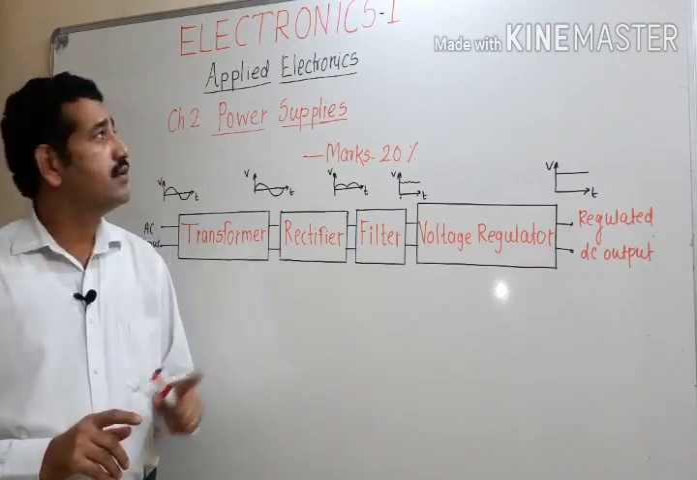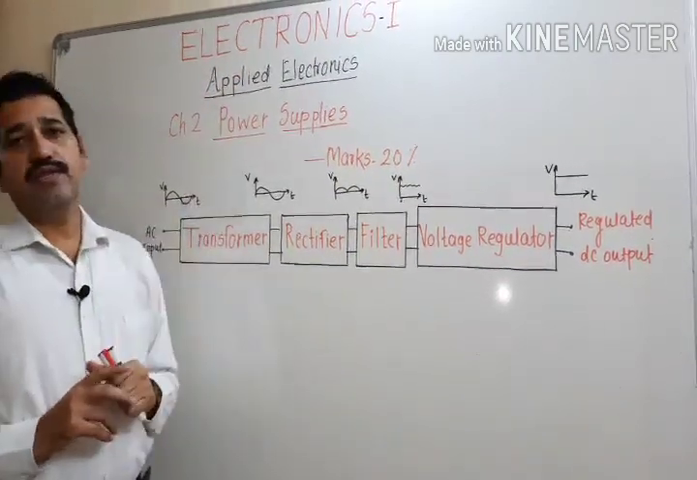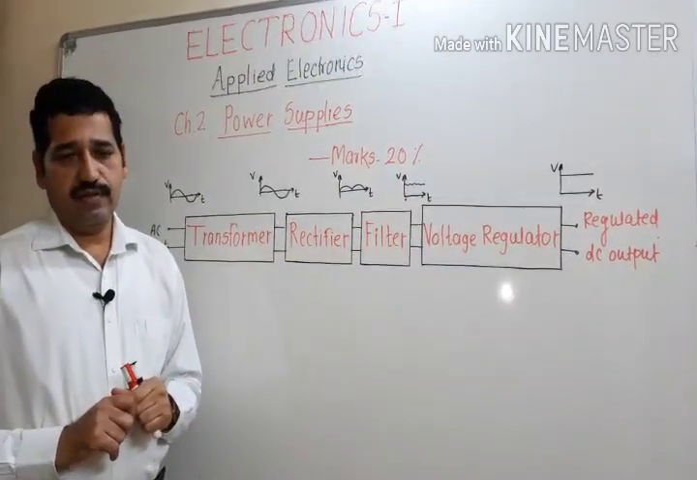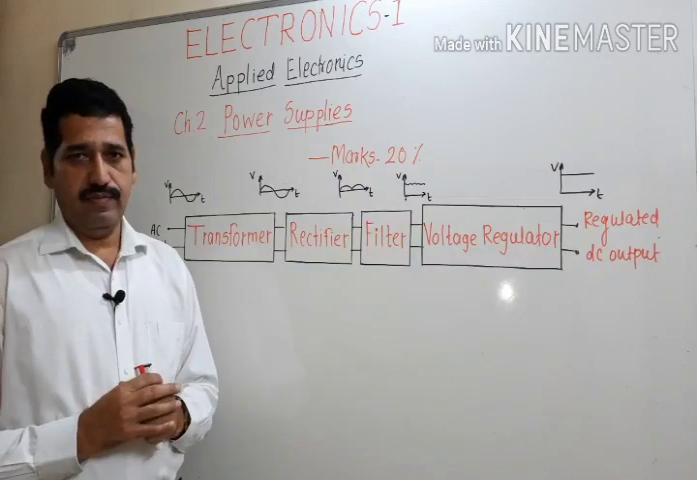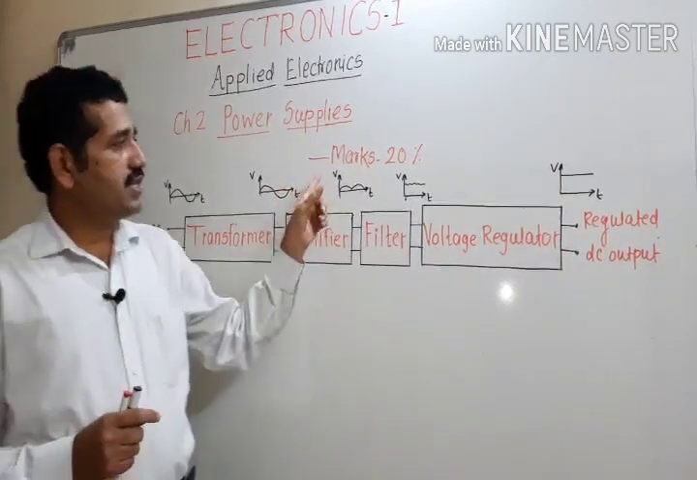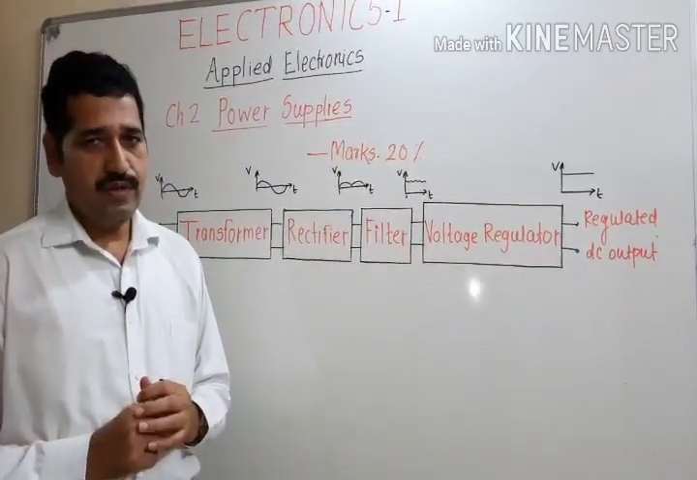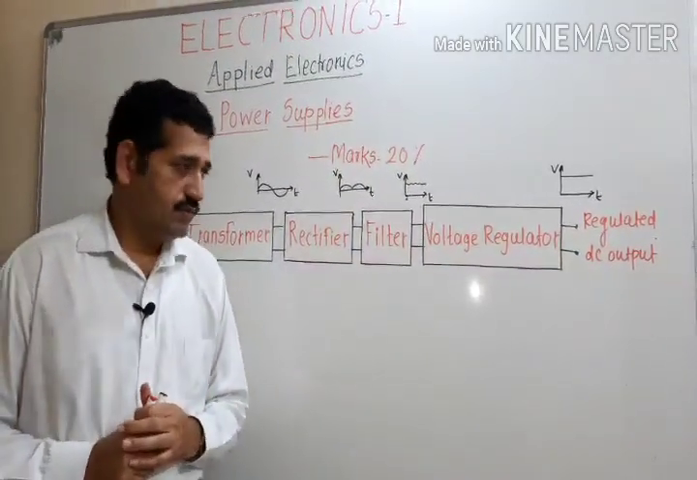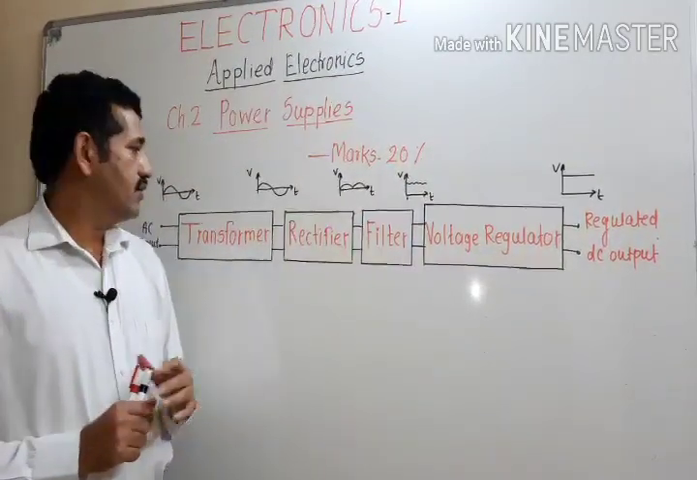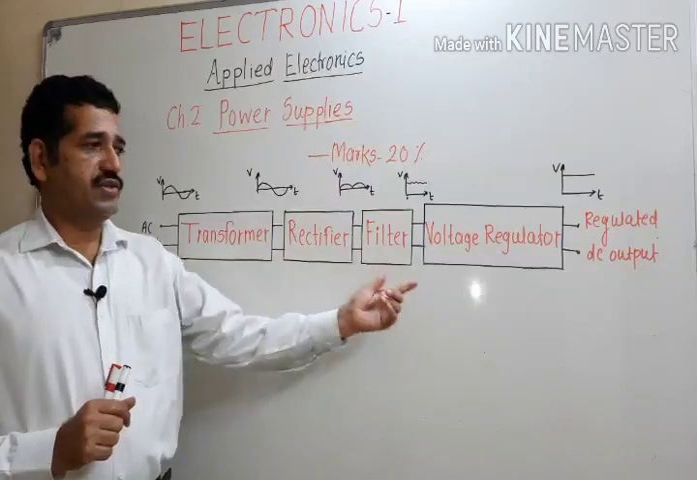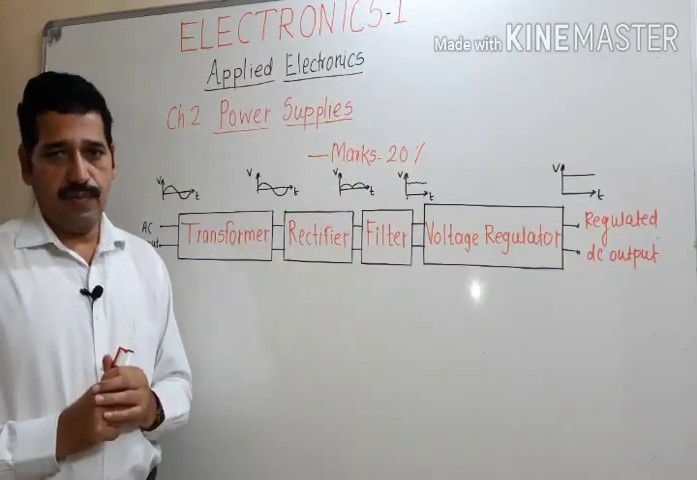Hello students, today we are going to study electronics paper 1 applied electronics, chapter number 2 power supplies. Maximum marks are 20%, so this is a very important and very simple chapter. In this chapter we are going to study different components. This is the block diagram of DC power supply.